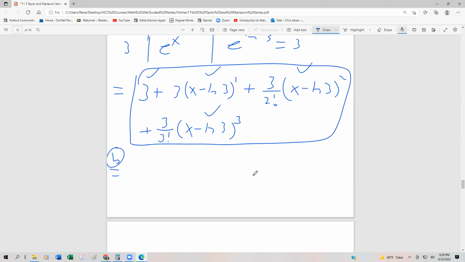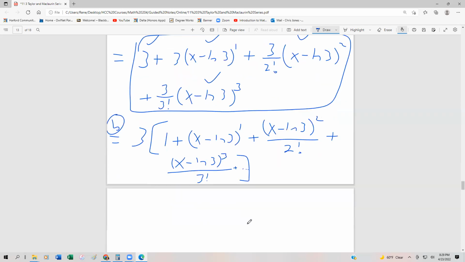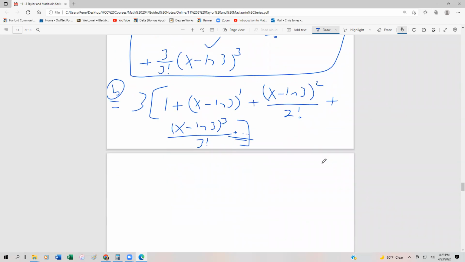Now for part B, we could factor that 3 out, and we could write this as 1 plus (x minus ln of 3) to the first, plus, I'll just say, (x minus ln of 3) squared over 2 factorial, plus (x minus ln of 3) cubed over 3 factorial. All right, and of course, because we're looking for the summation notation, this is just going to go on infinitely, right? And so if we look at this realistically in the denominator, this would be 0 factorial and this would be 1 factorial.